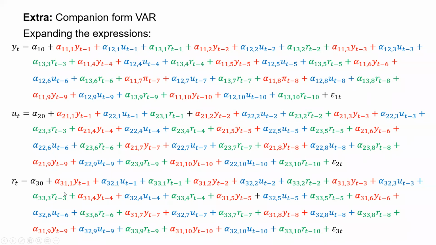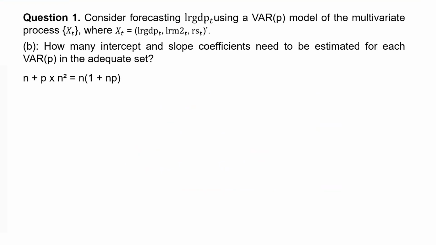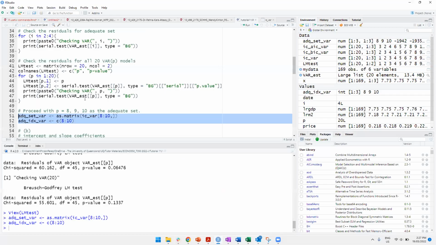So instead of having to count and all of that, we have a formula. Hang on one second. We have a formula, which is N, whatever number of variables we have in the system, and P, whatever number of lags in the VAR model. And we can use these to calculate how many intercepts and slopes we have in VAR 8, 9, and 10. So let's do that with R.